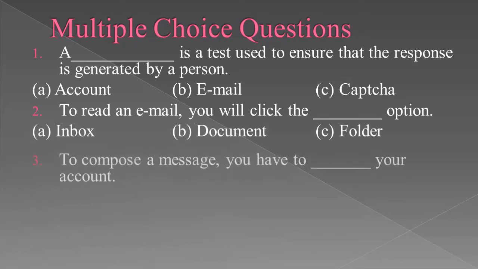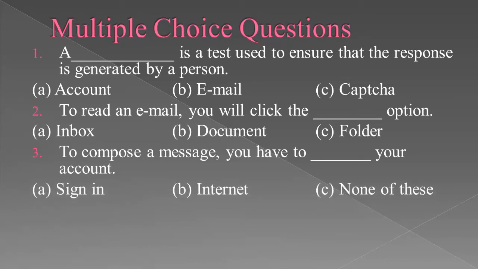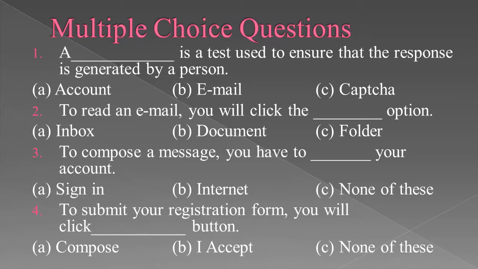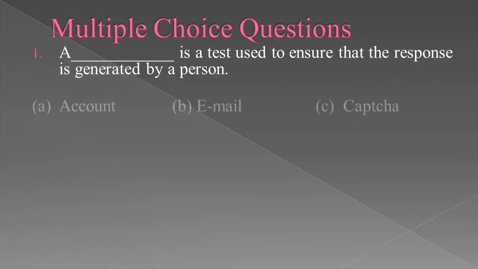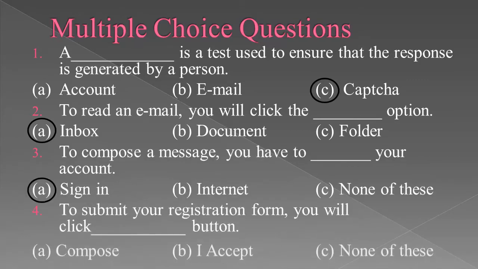Move to next. To compose a message, you have to dash your account. Option A is sign in, option B is internet, and option C is none of these. Next one is, to submit your registration form, you will click dash button. Option A is compose, option B is I accept, and option C is none of these. Well, you will get the answers of these multiple choice questions from this lecture.